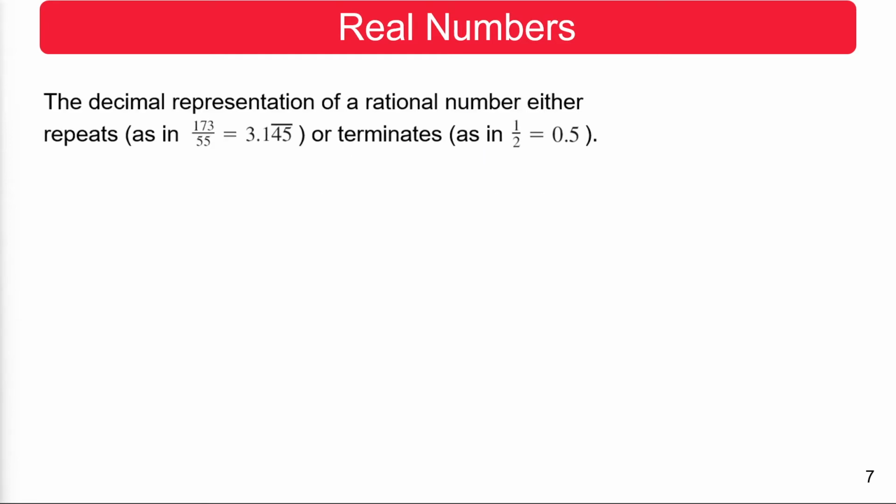Once again, the decimal representation of a rational number either repeats, as in 173 over 55, which equals 3.14545, and so on, or terminates, as in half, which equals 0.5.